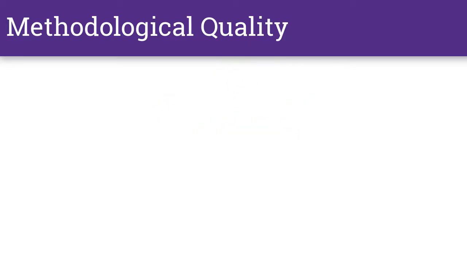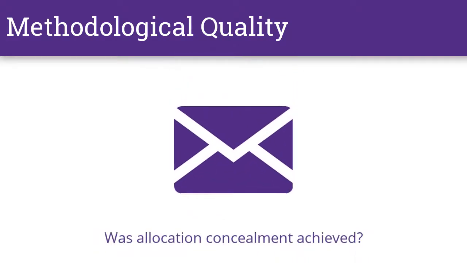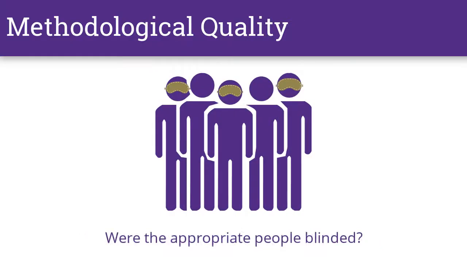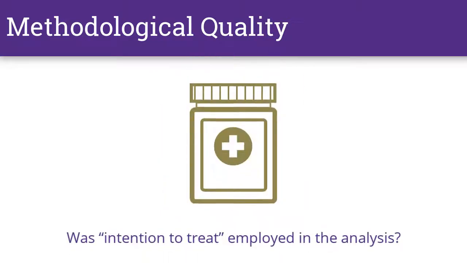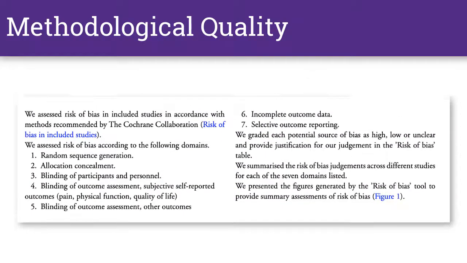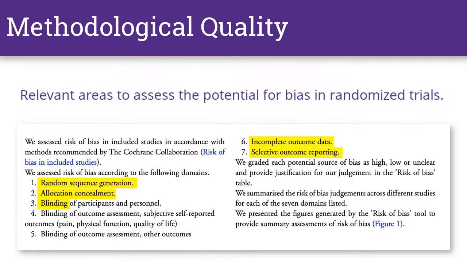Factors to consider for randomized trials include: were patients randomized appropriately? Was allocation concealment achieved? Were patients in treatment and control groups balanced for known prognostic factors? Were the appropriate people blinded? Was intention to treat employed in the analysis? Was follow-up complete? Notice that this excerpt assesses the following criteria: random sequence generation, allocation concealment, blinding, completeness of follow-up, and selective outcome reporting. These are all relevant areas to assess the potential for bias in randomized trials.